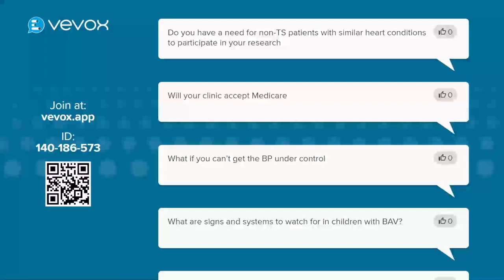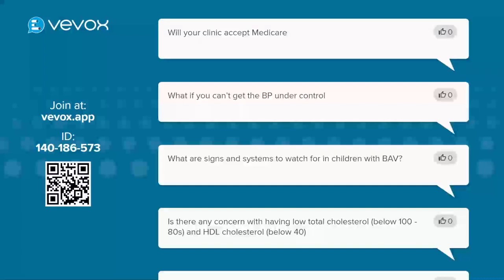Do you have a need for non-TS patients with similar heart conditions to participate in your research? So for this particular study that I talked about, it's only for people with Turner syndrome because we're taking their 2X cells and comparing it to cells with fewer than 2X chromosomes for the study. For other studies, we are looking at people with bicuspid aortic valve who do not have Turner syndrome, and so we're always interested in those patients. I see them in clinic. If you have a BAV, I'm happy to talk to you about that as well.